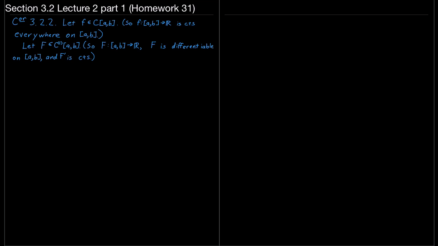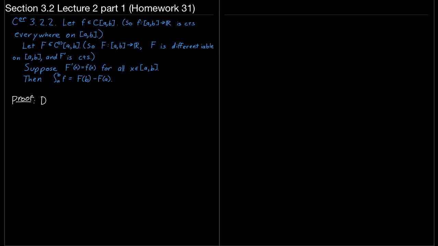And let's suppose further that F prime is equal to little f, that is, F prime of x is little f of x for all x in our interval from a to b. And the conclusion is that the integral from a to b of little f is equal to big F of b minus big F of a. So let's prove this.